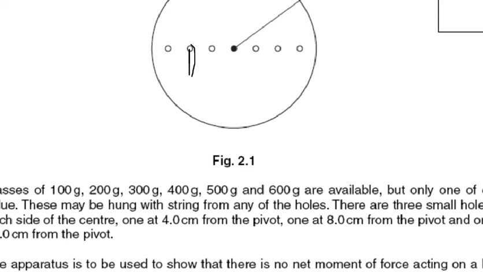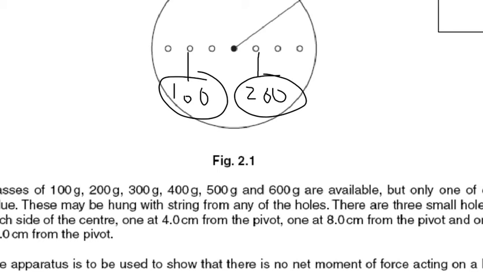Now let's redo that. Hang on. Redo that. We're going to make this the 100 gram mass. And then we need to hang the 200 gram mass from the 4 centimeter hole. It has to be half the distance of the 100 gram mass. So the 200 goes there. So that's how we would do that.